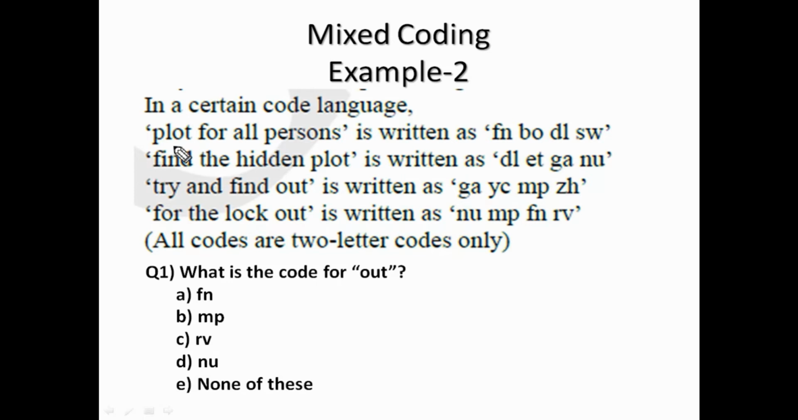In a certain code language, "plot for all persons" is written as FNBODLSW. So whatever may be the data, note this point: all codes are two-letter codes only. Sometimes there will be some DTP mistakes, like this statement can be given as GAYC MP, sorry, MPZH. Sometimes this type of mistake will happen. That's why he has mentioned all the codes are two-letter codes only.